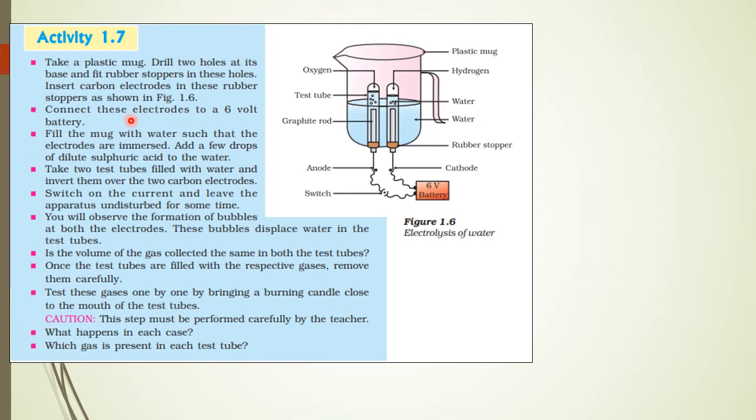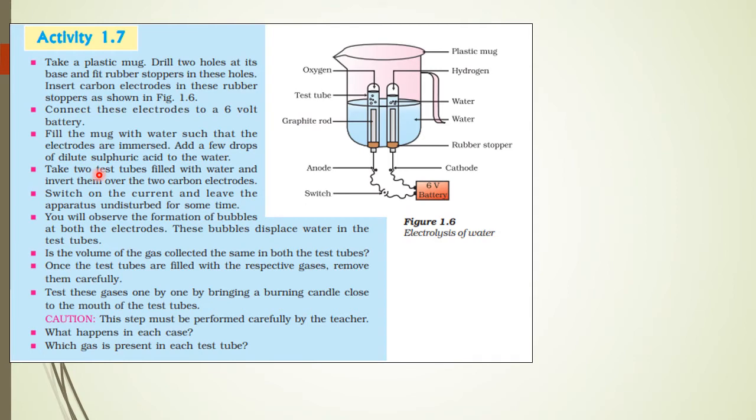Now connect these electrodes, the graphite rods that you have inserted, to a 6-volt battery. Then fill the mug with water such that the electrodes are immersed completely. Then you add a few drops of sulfuric acid to the water.